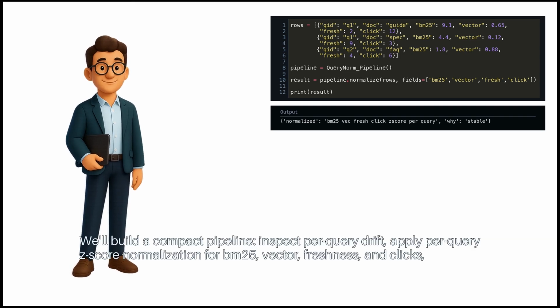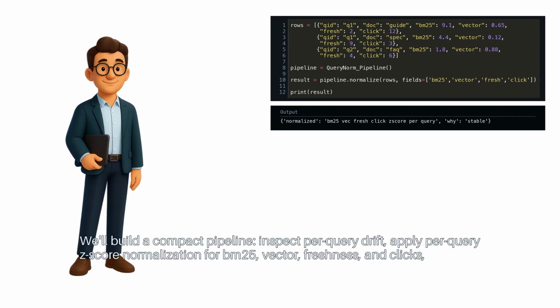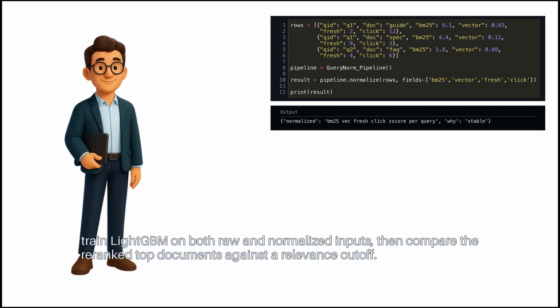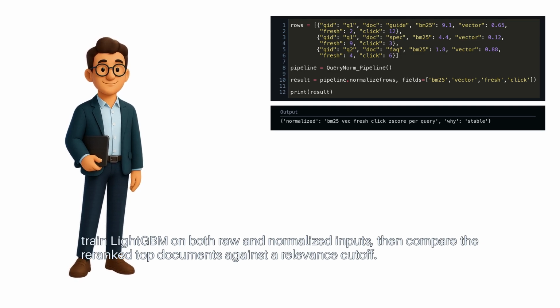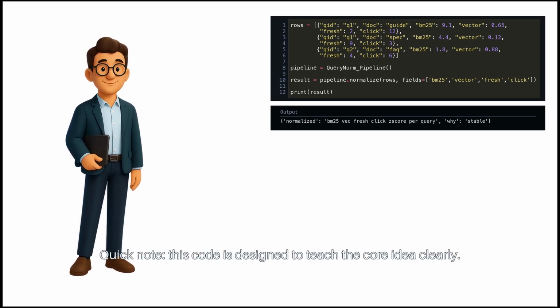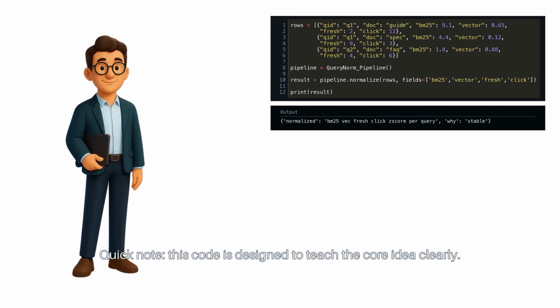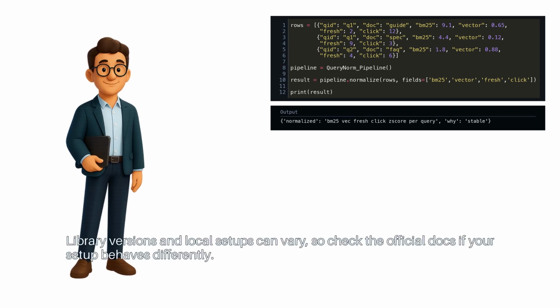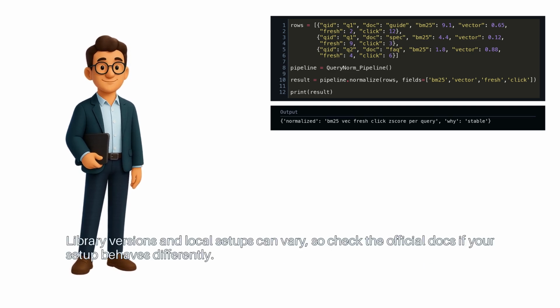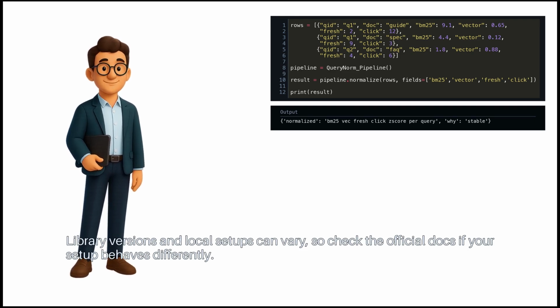We'll build a compact pipeline, inspect per-query drift, and apply per-query z-score normalization for BM25, vector, freshness, and clicks. Train LightGBM on both raw and normalized inputs, then compare the re-ranked top documents against a relevance cutoff. Quick note, this code is designed to teach the core idea clearly. Library versions and local setups can vary, so check the official docs if your setup behaves differently.